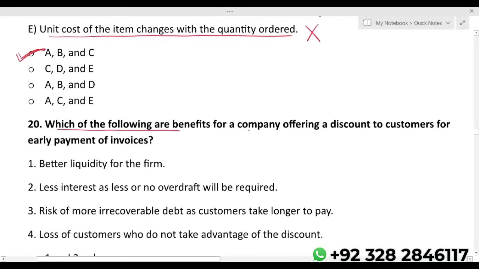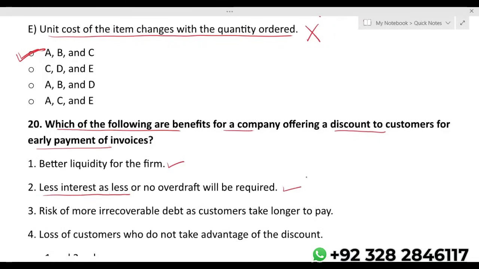Which of the following are benefits for a company offering a discount to customers? Early payment of invoices. Better liquidity. Yes. Obviously, if you are providing a discount to your customer on early payment, automatically your liquidity will improve. Then less interest, as less or no OD will be required. That's true. Why? Try to understand, if my customers are paying me earlier, why would I need OD?